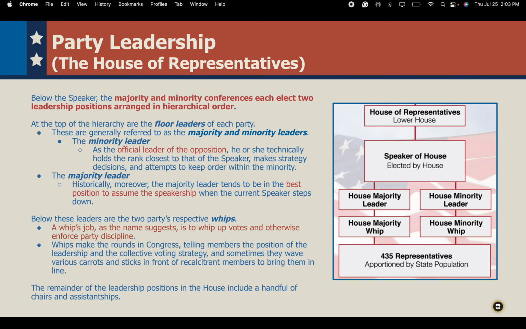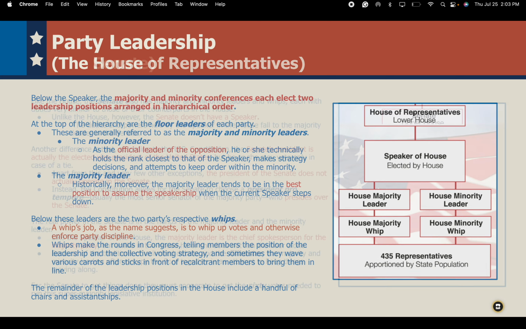Underneath the Speaker, we have the House majority and minority leaders. That would be from the Republican or Democrat Party. Below them, they have the majority and minority whip, which is the individual who gets the party in line to vote for certain policies or procedures, and the remaining 435 representatives below them.